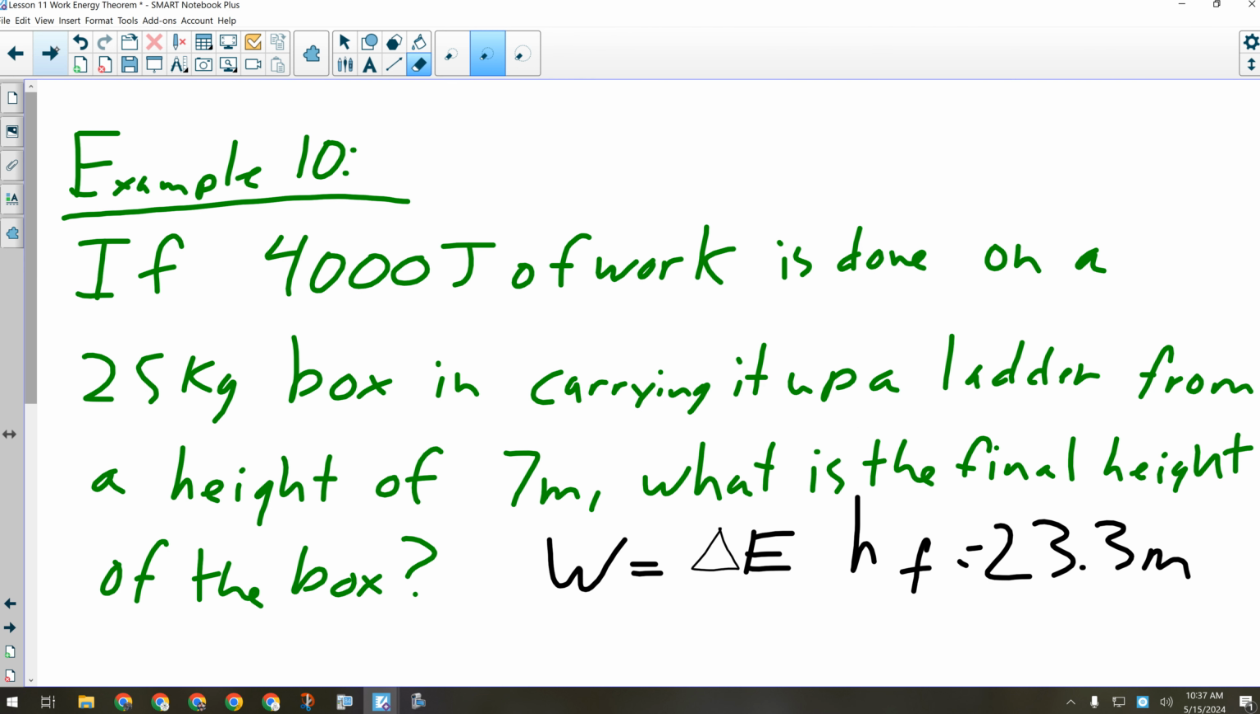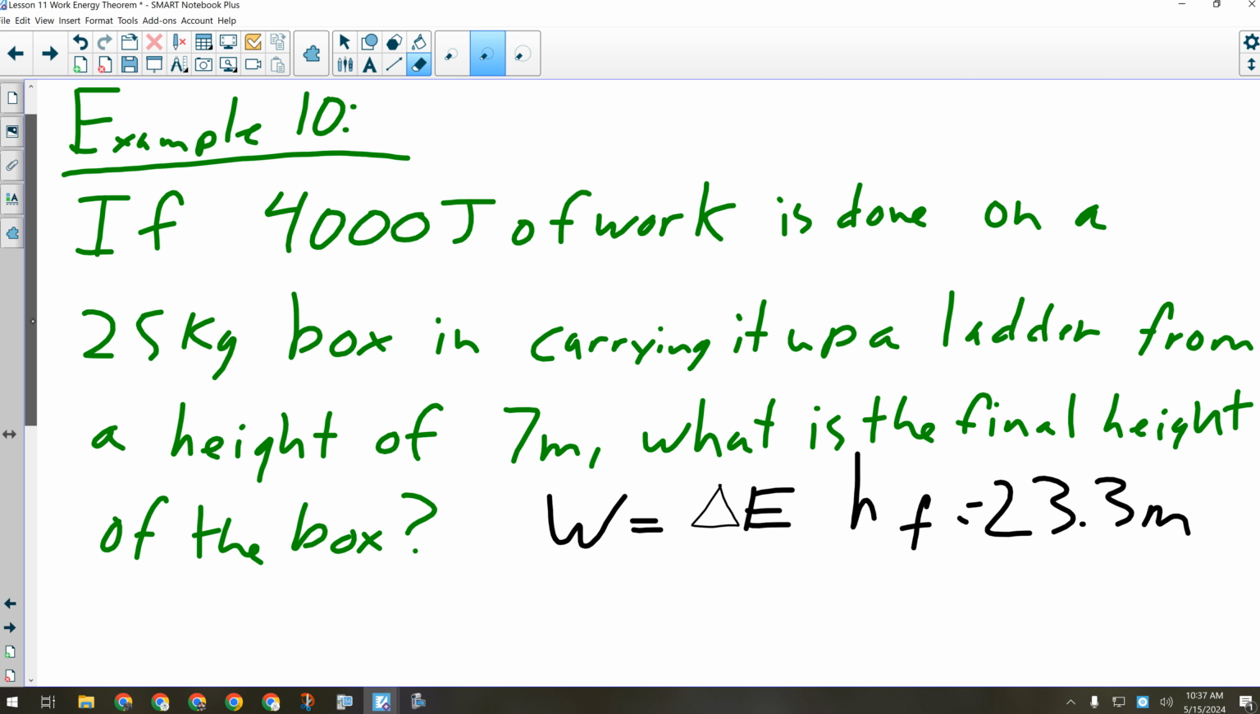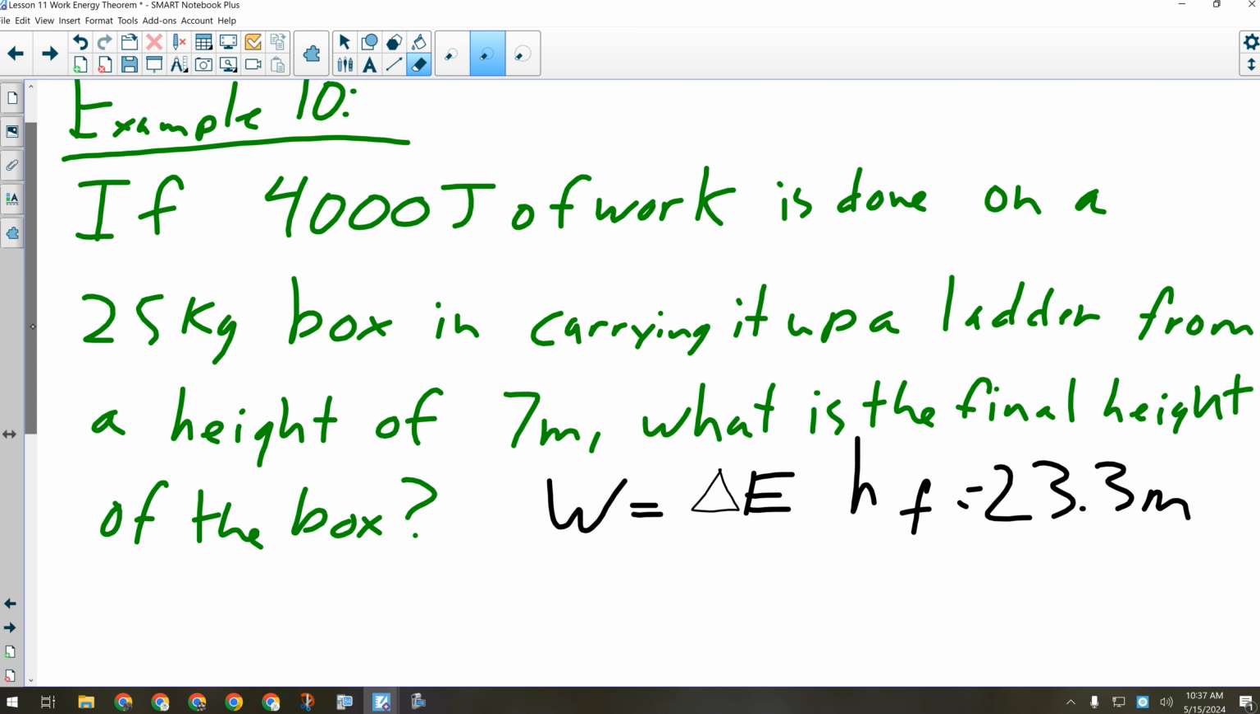Okay, let's do this one and then I'll give you a little break. On this one here, we're doing 4,000 joules worth of work. That's nice, they gave me work on this one. 4,000 joules of work is done on a 25 kilogram box, carrying it up a ladder from a height of 7 meters. What is the final height of the box? Now, the answer is there, so you can check it if you got it. It's 23.3 meters. Okay, I'll give you a few minutes on that one before I spoil anything else.